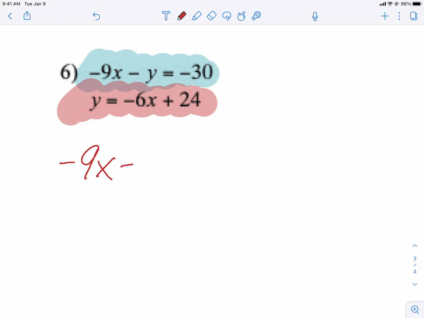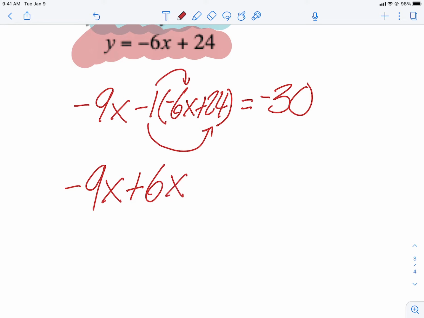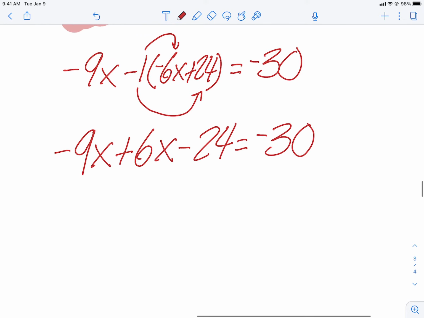And then, like I said, I'm going to plug in these two right in there because that's y: negative 6x plus 24. Now, here's an invisible 1 here. So I'm going to distribute negative 1 times negative 6x and negative 1 times 24. So I get negative 9x, that just comes down. Negative 1 times negative 6 is positive 6x. Negative 1 times 24 is negative 24, is equal to negative 30.